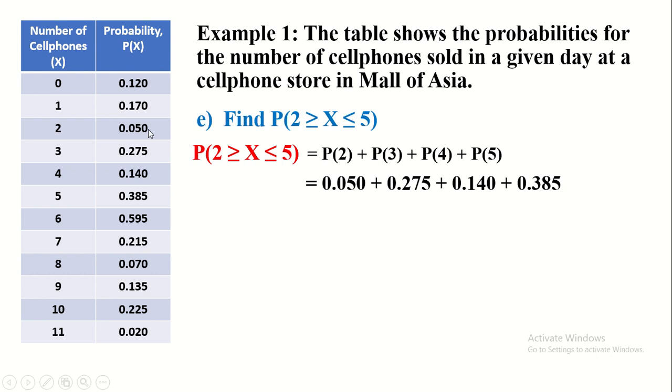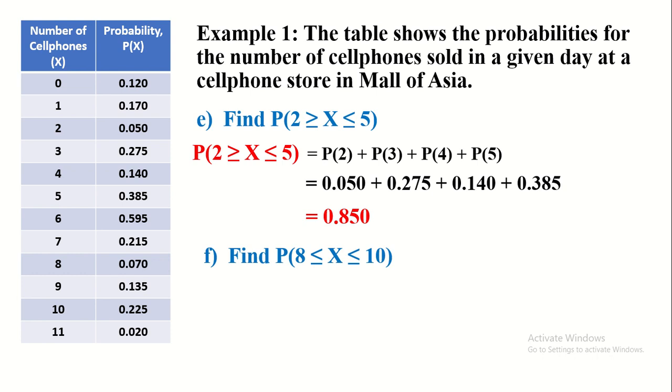Probability of 2, that is 0.050. And then, probability of 3, that is 0.275. Probability of 4 is 0.140. And probability of 5, that is 0.385. After substituting, kindly add. So, the probability of 2 that is greater than or equal to x that is less than or equal to 5 is equal to 0.850.